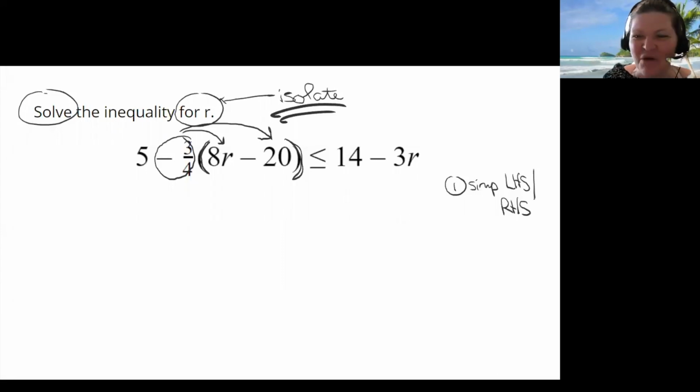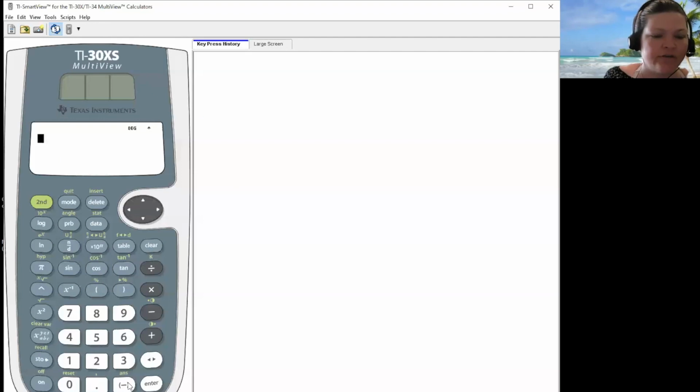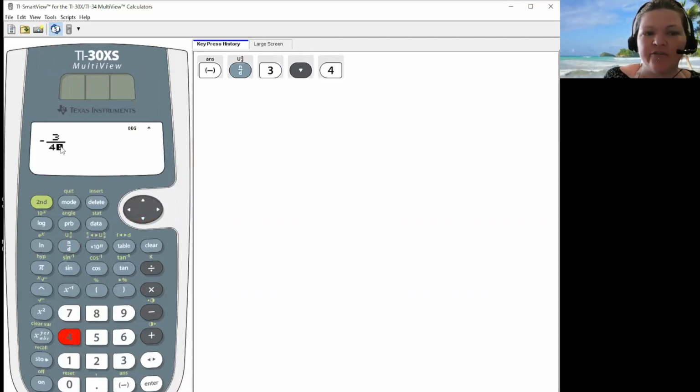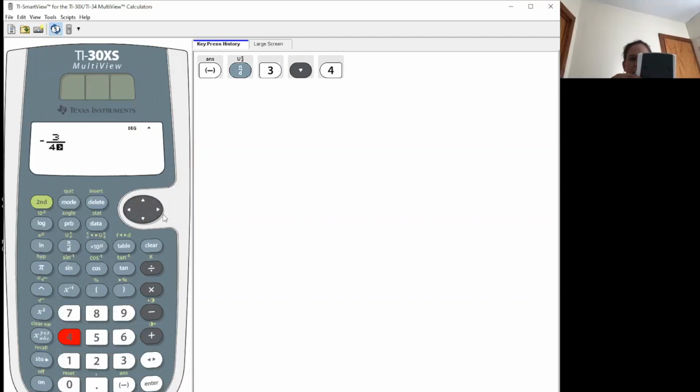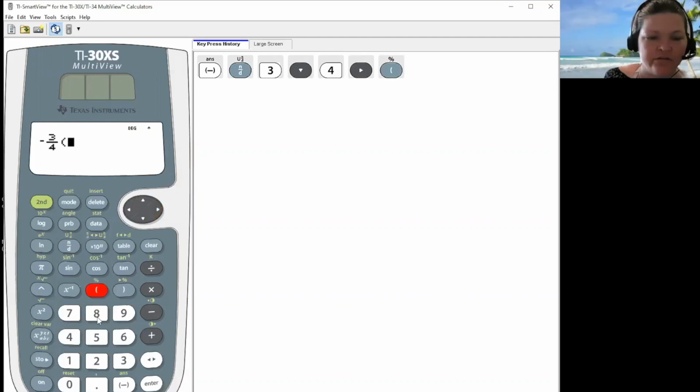But let's start with the first one, just because I like to work left to right. What is negative 3/4 times 8R? You can use that fraction bar in your calculator to do negative 3/4 times 8. So let's do it together. You typed your negative, and then you put in your little fraction bar and did 3/4. But right now you're blinking on the bottom of your fraction. See how your cursor is down there? You need to get out of your fraction by pressing right arrow. Now you can go times 8.